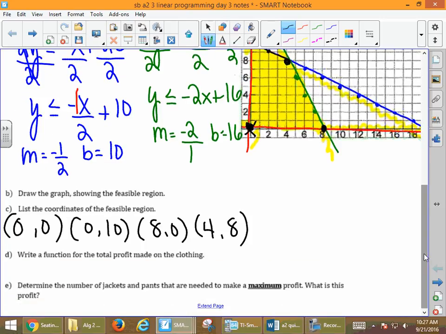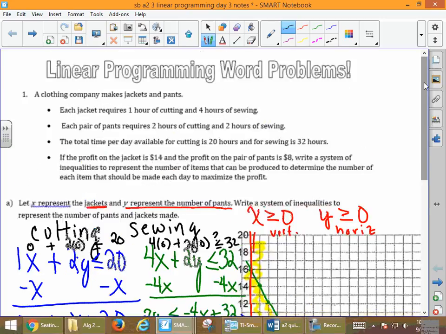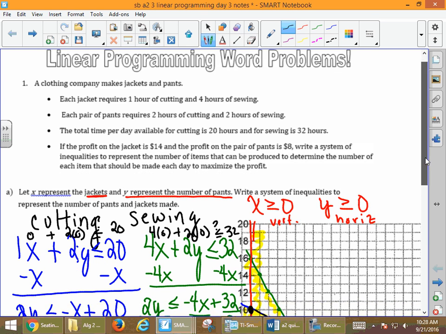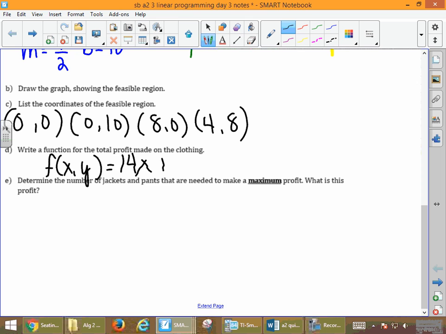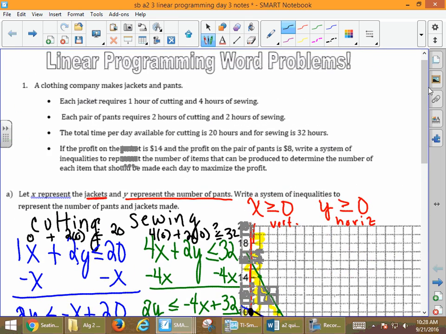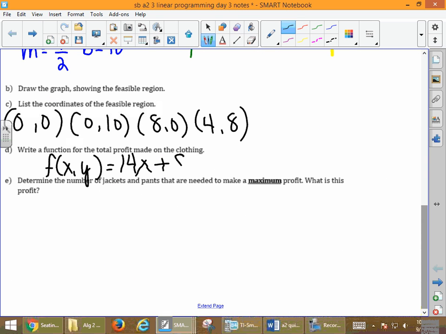So we've done the hard part now. The next part then is to write a function for the total profit on the clothing. So that's where our f of x, y, our quantity equation, comes into play. So we have to go back and look at the original problem, and what we're looking at is how much money are we going to make on a jacket that we sell? So we look back there, we're looking for money on our fourth bullet. If the profit on a jacket is $14, then we're going to get 14x. If the profit on a pair of pants is $8, we'll say what? Determine the number of jackets and pants that are needed to make a maximum profit.